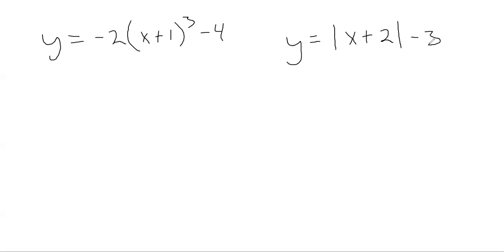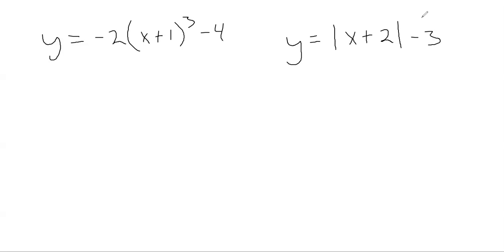We're now going to talk about two more types of functions and how to graph them with transformations. The first one that we want to look at is on the left here, y equals -2 times the quantity of x plus 1 being raised to the third power minus 4. Now, first thing we want to look at is what is the parent function of each of these graphs.